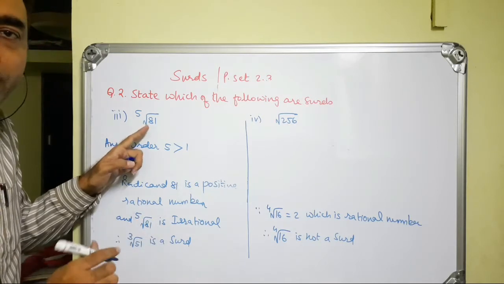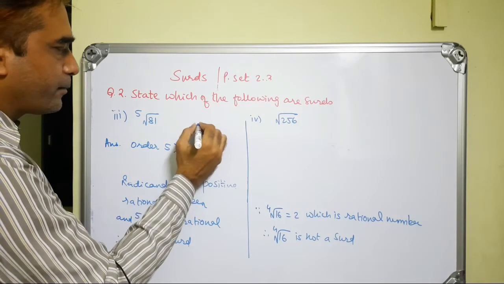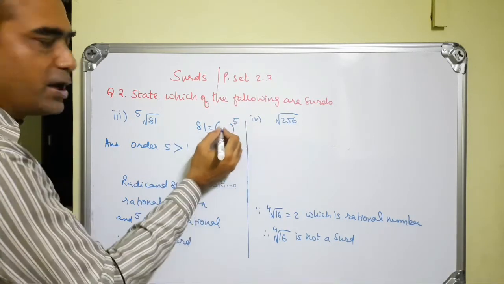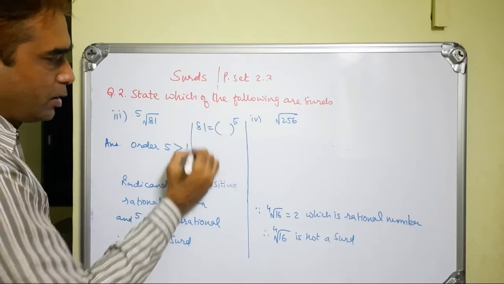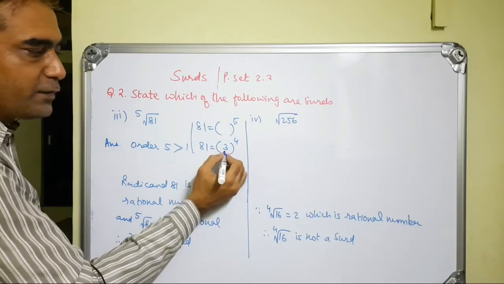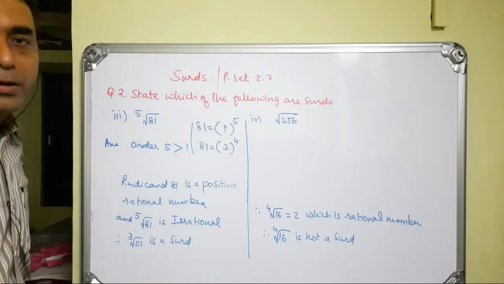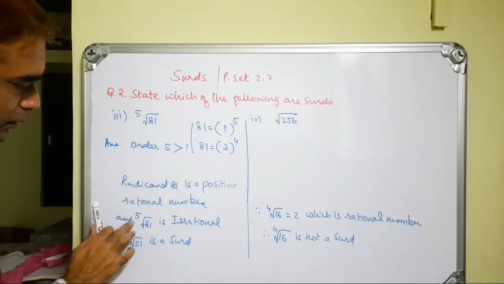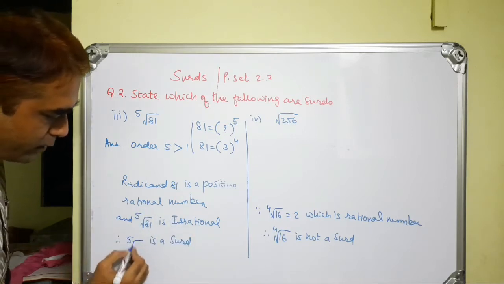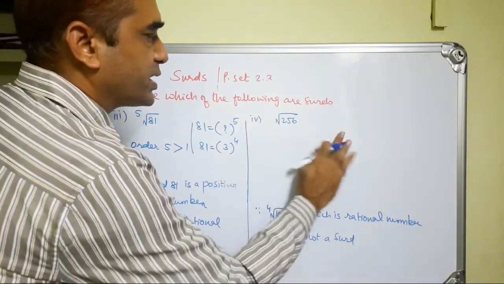So is 81 a fifth power of any number? No. Though 81 is fourth power of 3, 81 is not the fifth power of any integer. So therefore fifth root of 81 is irrational, and therefore fifth root of 81 is absurd. It is absurd. Now square root of 256.